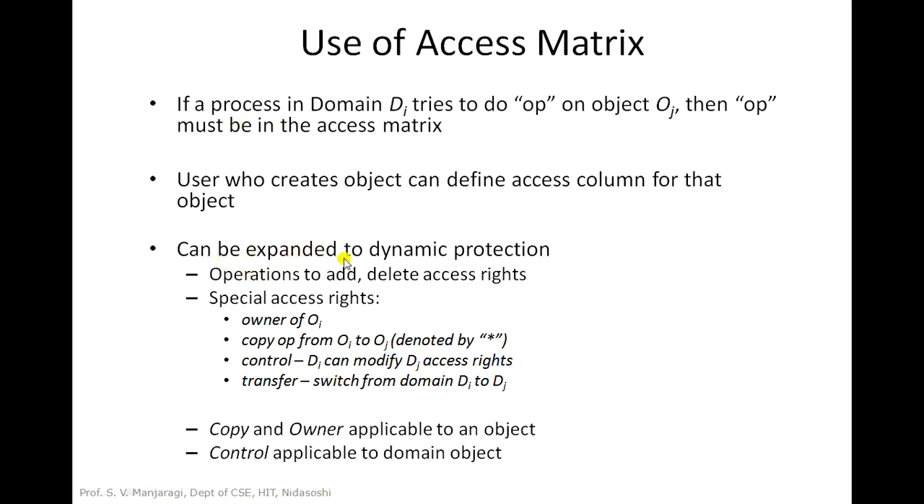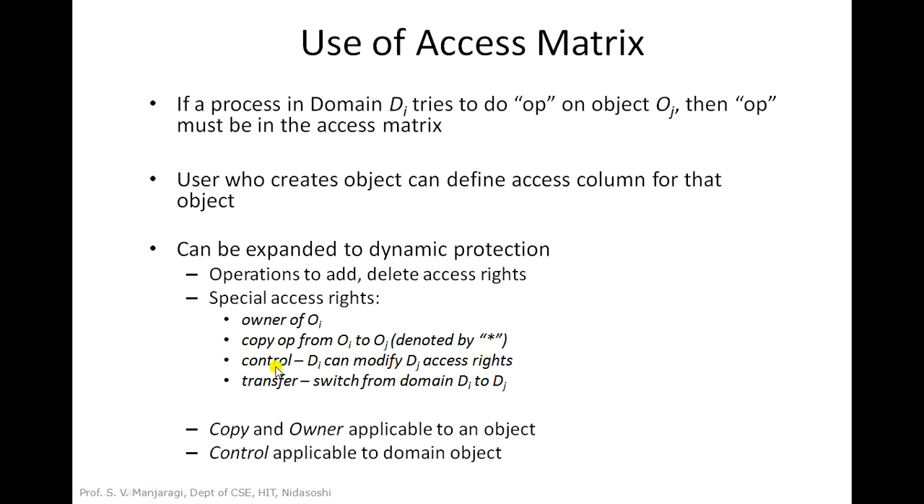It can define expanded dynamic protection. In the case of dynamic protection, operations to add and delete access rights are possible, and there are some special access rights like owner of object Oi, and there is another operation called copy from object Oi to Oj, which is denoted by an asterisk. It means an access right can be copied from one object to another object. So that is denoted by an asterisk.